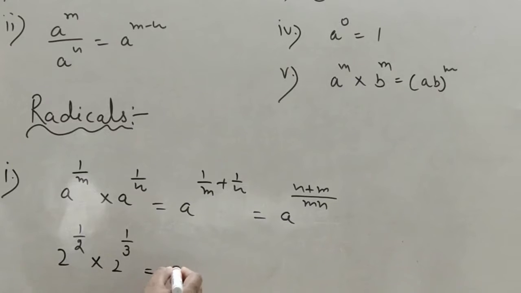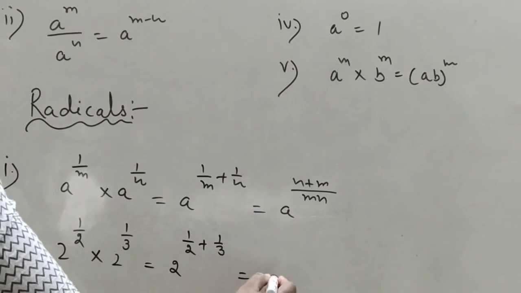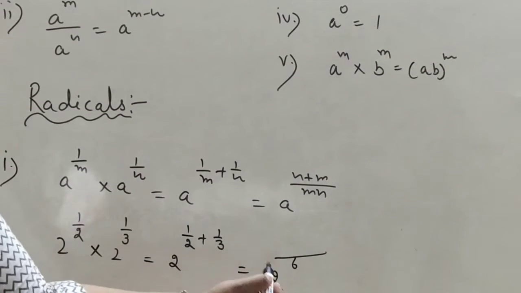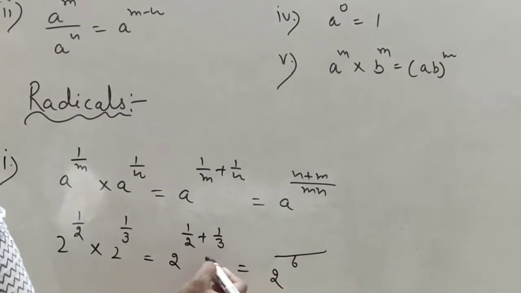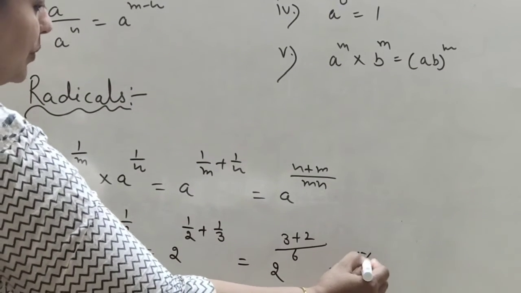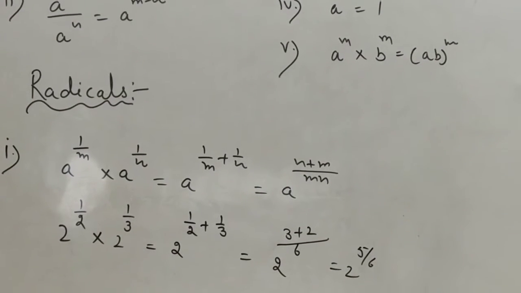So what we have to do, 2 to the power 1/2 plus 1/3. So we can write it as 2 to the power 6, the LCM of 2 and 3 is 6, and it will be 3 twos and 2 threes. So the answer will be 2 to the power 5/6. So it will be the answer. The first one is that.